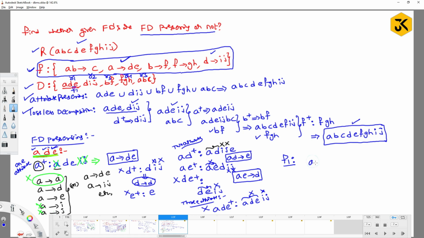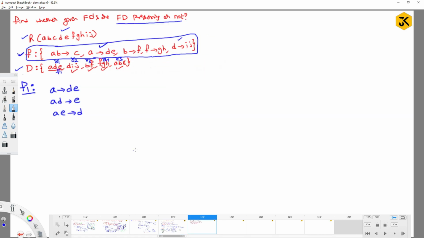Those are A determines DE, AD determines E, AE determines D. Similarly, we have to find out the set of FDs possible for DIJ, BF, FGH, ABC. So let us do that. Yes, these are the set of FDs possible for the relation R1. Now try to find out the set of FDs possible for the relation DIJ, that is R2.